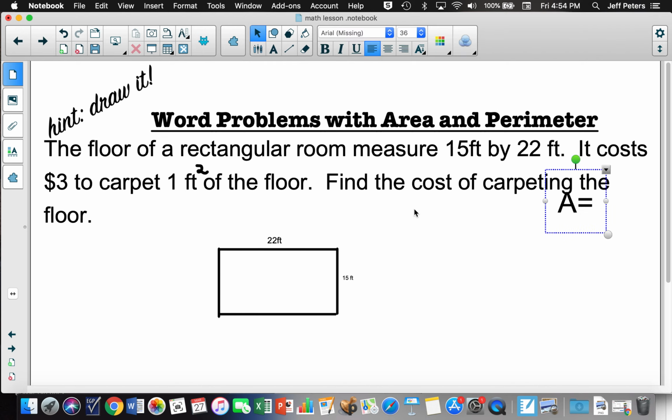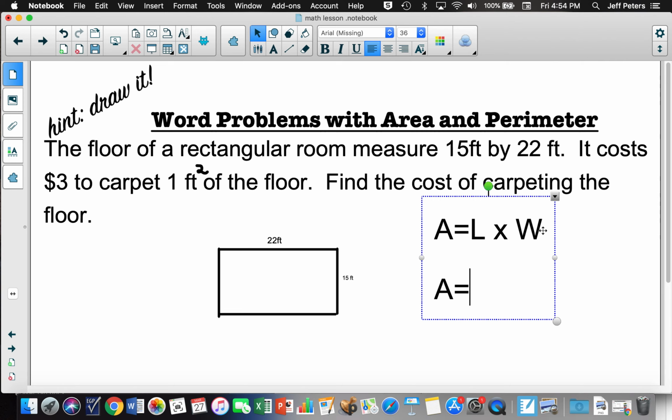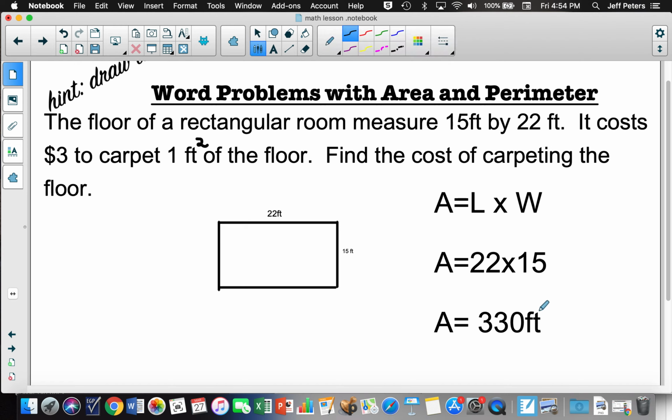So just like we've been doing each and every time, we're going to make sure that we have our formula written down. So we have area equals length times width. We have our two dimensions there. We have 22 and 15. And when we do our multiplying, we will figure out that 22 times 15 is 330. So in order to carpet the floor, we would need 330 square feet of carpeting.